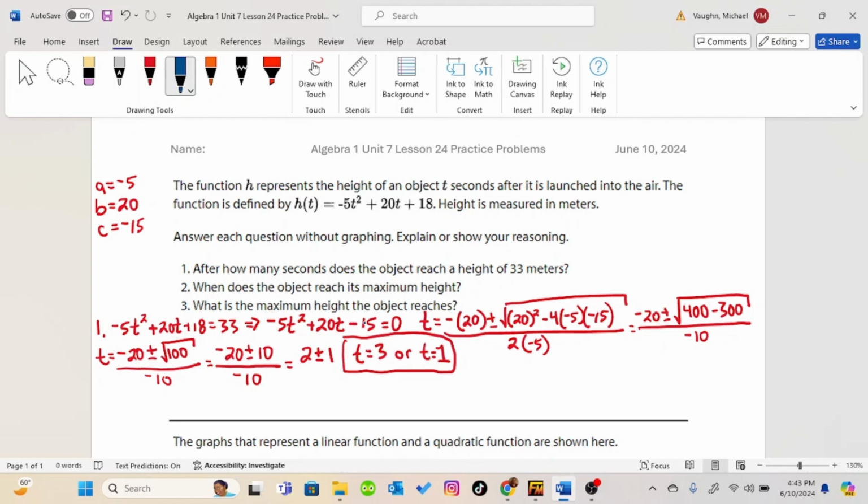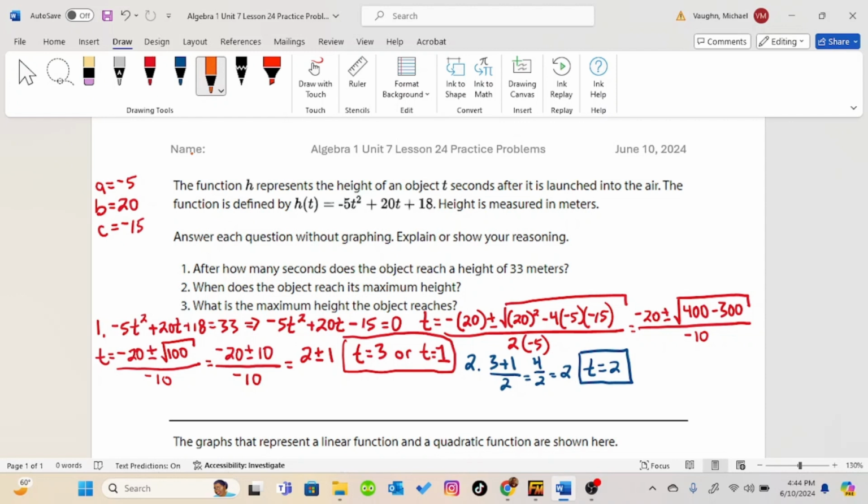Number 2, when does the object reach its maximum height? For number 2, we're going to take the two values we just found, add them together and divide by 2. This is 4 divided by 2, which is 2. So it reaches the maximum height at t equals 2 seconds, because the vertex will be exactly halfway between these 2 points because of its symmetry.